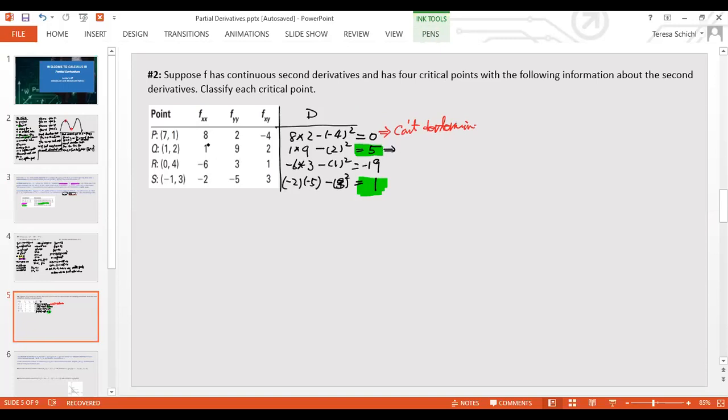But look at these ones here. Like I told you before, f_xx and f_yy have to have the same sign. So they both open upward. So what do I have here? I have a local min, correct?